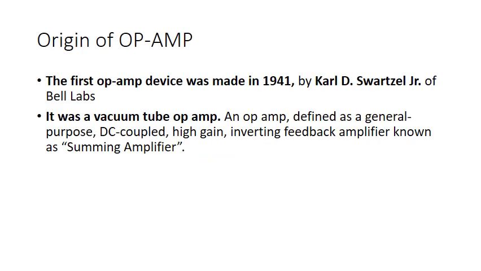Origin of op-amps. The first op-amp device was made in 1941 by Carl D. Schwartzel Jr. of Bell Labs. It was a vacuum tube op-amp, designed as a general-purpose DC-coupled high-gain inverting feedback amplifier known as a summing amplifier.